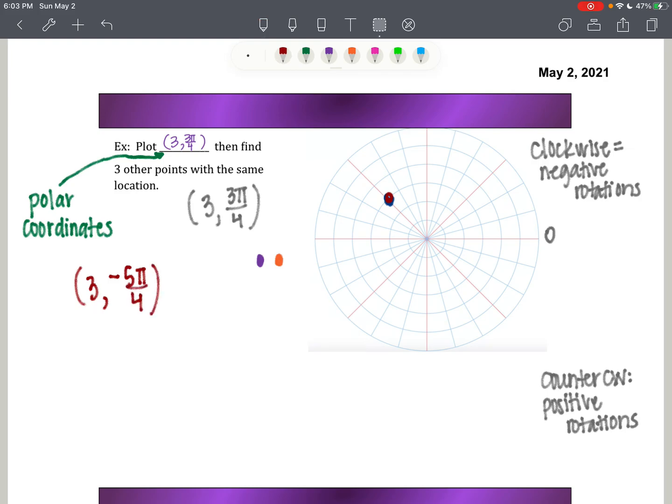Let me show you that again. One, 2, 3, 1π/4, 2π/4, 3π/4, 4π/4, 5π/4. Same location, 5π/4. But because we moved clockwise, it's a negative value.